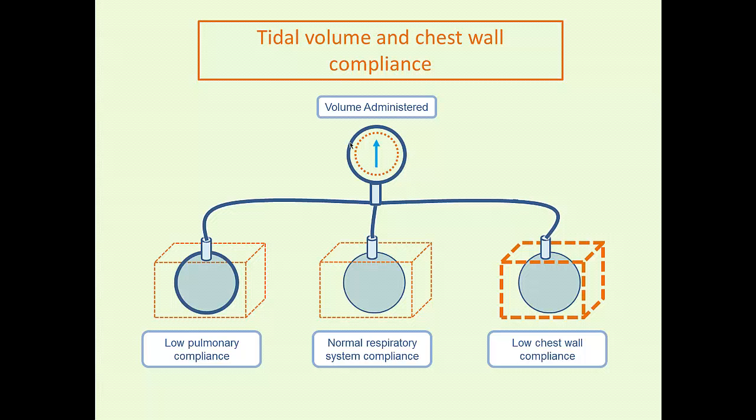So this is your volume limited ventilator. All three of these patients are getting the exact same volume. This is the normal patient. Normal pulmonary compliance is the balloon. Normal chest wall compliance is the box.